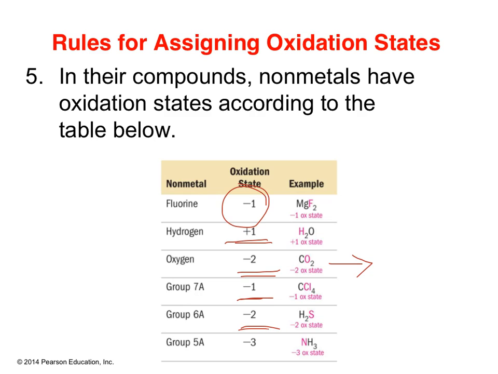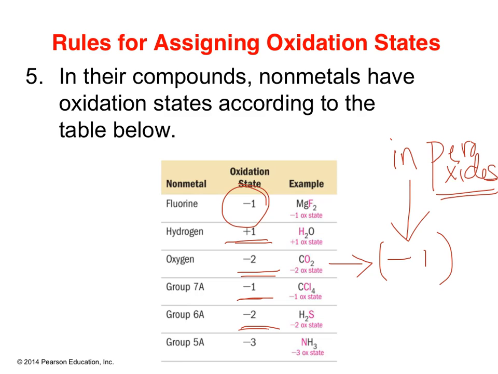There is a small exception to this. In peroxides like sodium peroxide or hydrogen peroxide, oxygen has an oxidation state of -1. So this is an exception. Everywhere else it is -2, but in peroxides, oxygen has an oxidation state of -1. So these are some of the rules for assigning oxidation states, and you have to memorize these rules.